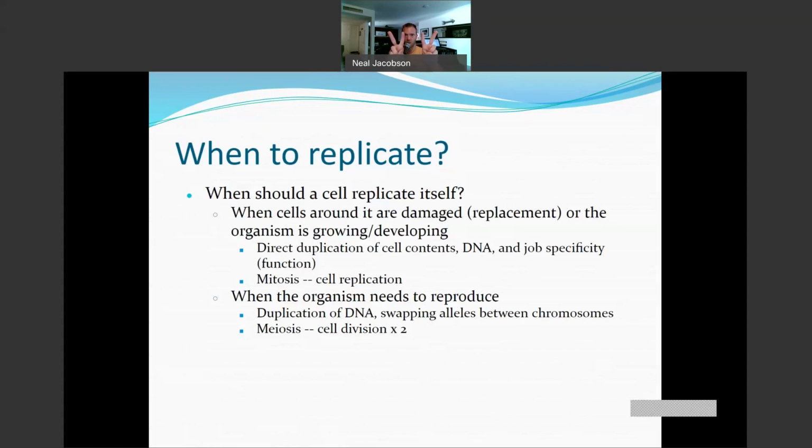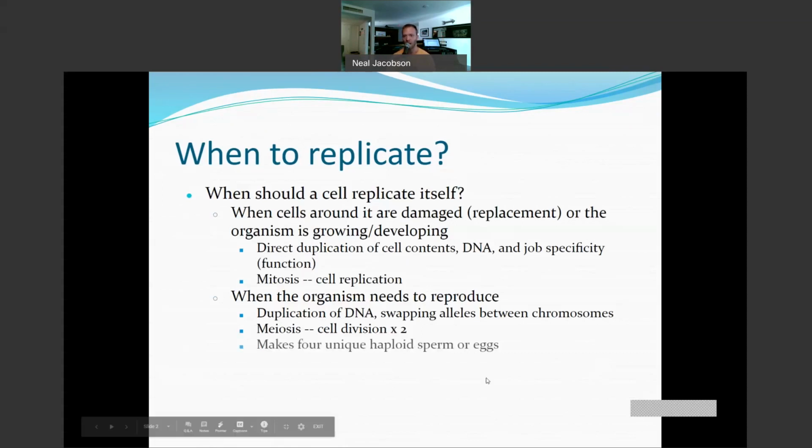It goes through cell division. So now each cell only has 2 sets, and then those cells go through cell division again, and now each cell is only going to have 1 set of homologous chromosomes. And what that does is it makes 4 unique haploid sperm or eggs. Each sperm or each egg only has 1 set of chromosomes. And so when the other one comes in, that's what makes an entire human being.